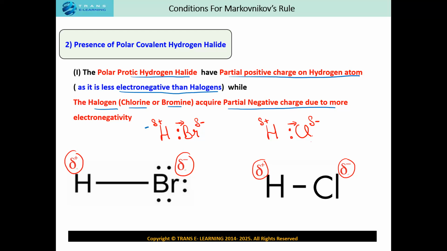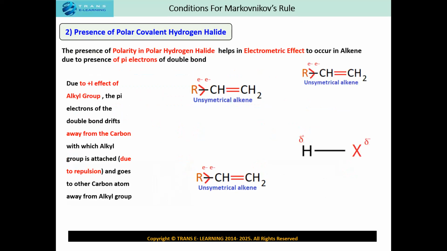Now the question arises: why do we need this separation of charges, the partial negative charge and the partial positive charge? What will happen due to the presence of this partial positive and partial negative charge? Why are we taking polar covalent hydrogen halides, not non-polar? So the answer is the presence of polar covalent halide helps the electromeric effect to occur in the alkene due to the presence of pi electrons of the double bond.